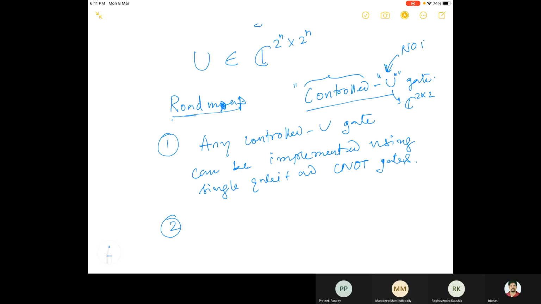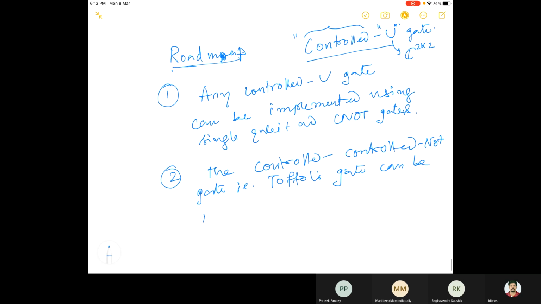So I'll first show that the controlled-controlled NOT gate, that is the Toffoli gate, can be implemented using CNOT, controlled U for some U, and Hadamard gate. This I'll show.